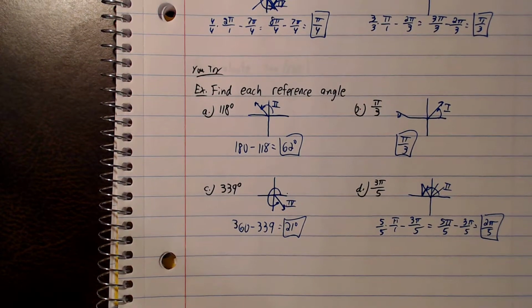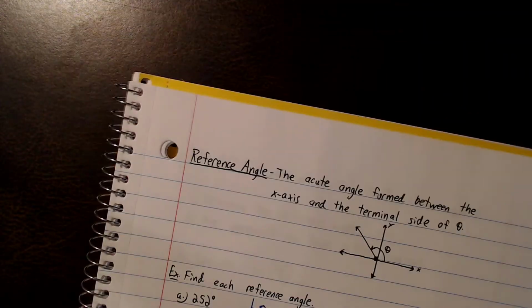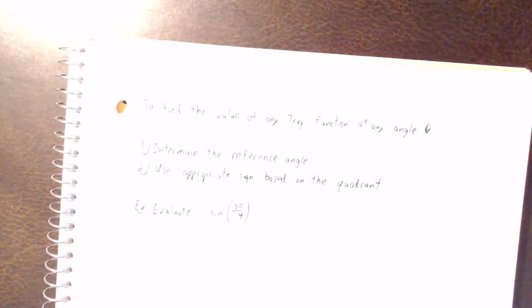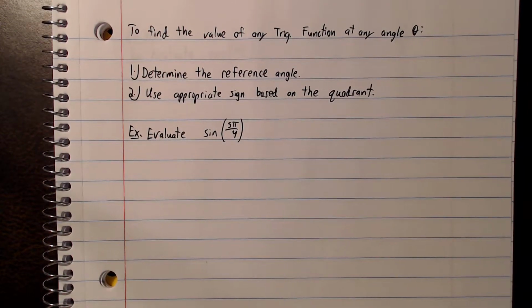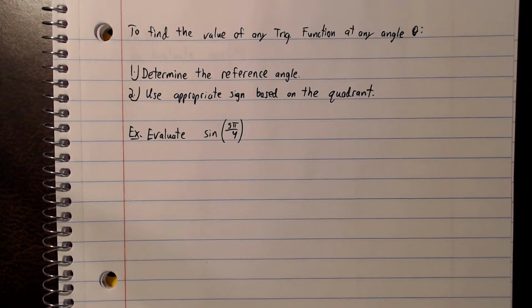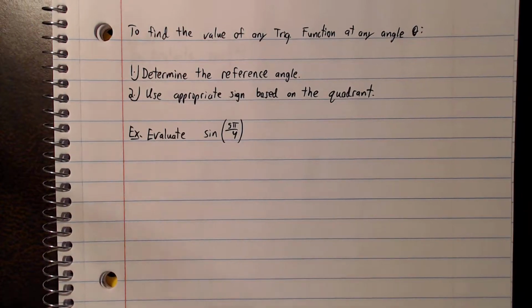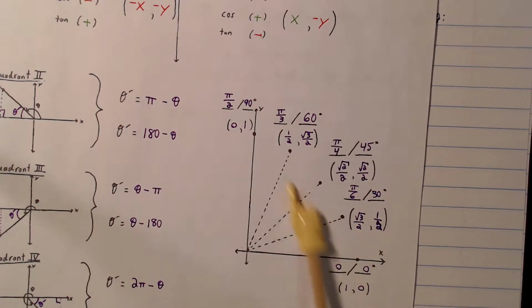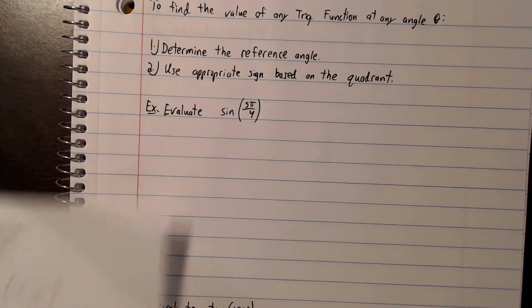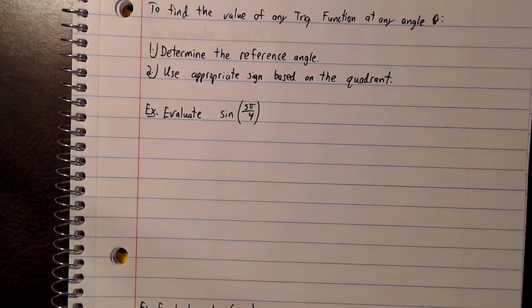Okay, so we've now calculated how to find reference angles. Now we've got to get back to the actual trig portion. So we have a little bit of a process. It's easy, okay, to find the value of any trig function at any angle theta. Now we're lucky because everything that we're going to find in this lesson will fall somewhere in this nice little graph for us. Okay, but we're working step by step here.